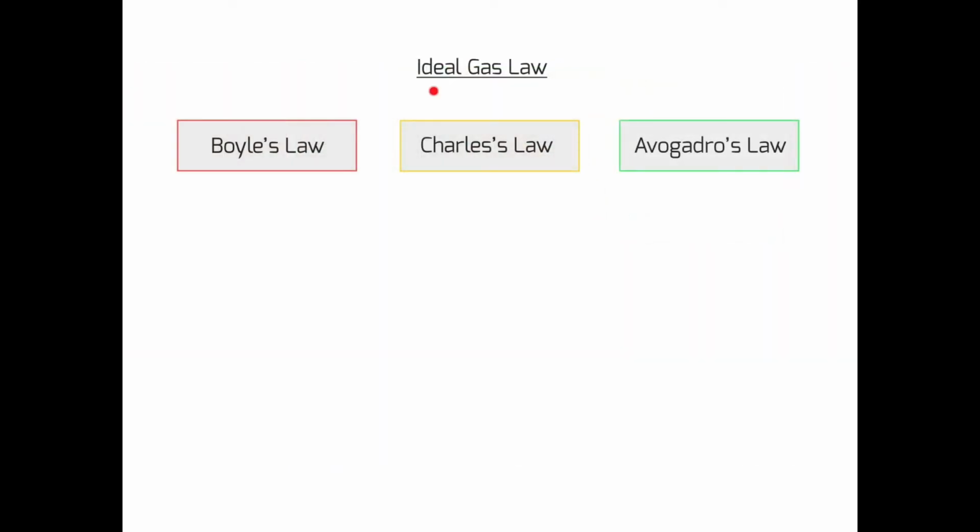When dealing with ideal gases, you're going to learn about Boyle's law, Charles's law, and Avogadro's law. And you can memorize these things if you want to, but you won't need them to do your calculations. To do our calculations, all we're really going to need is the ideal gas law, which is this right here. So it's PV equals nRT.